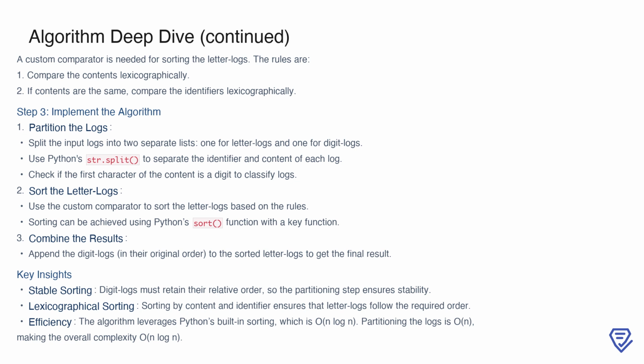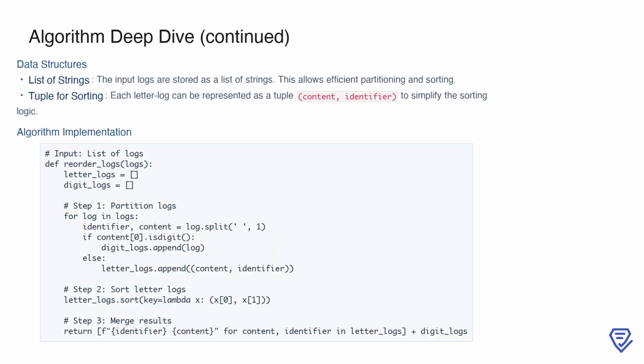Key insights include the importance of stable sorting for preserving the order of digit logs, the use of lexicographical sorting for the letter logs, and leveraging Python's efficient sorting algorithms to achieve an overall complexity of O(n log n). The algorithm uses simple yet effective data structures to achieve the desired outcome.